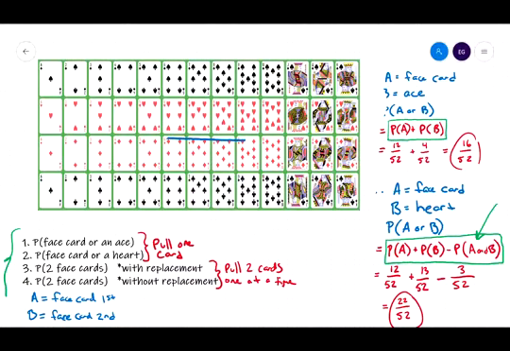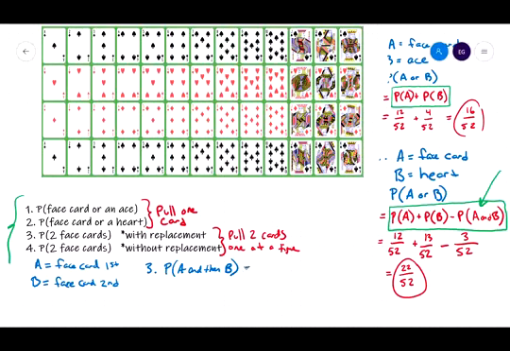So the key words here are with replacement and without replacement. With replacement means we pull a card first, put it back in the deck, so then we have a full deck again, and then pull the second card. So for number 3, the probability of A and then B: A happening first, and then B happening second.